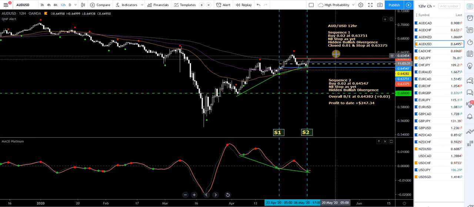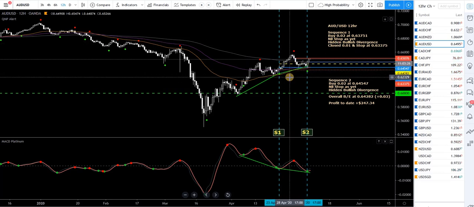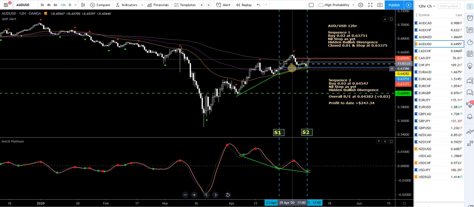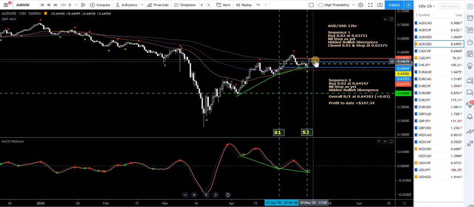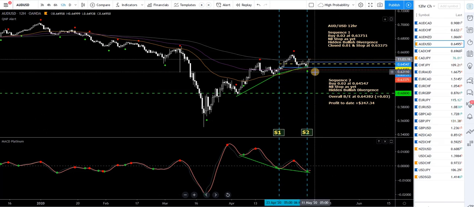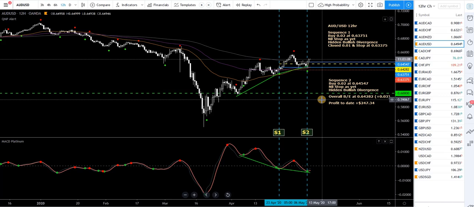Sequence 1, sequence 2 shows what different sort of groups of trades I'm in. So in this case, I'm in a buy here, this level here, it's got a stop in place. So I can take that red line out too. It's got a stop in place and a second buy up here from yesterday. And this yellow dashed line is my overall break even for both buy trades.